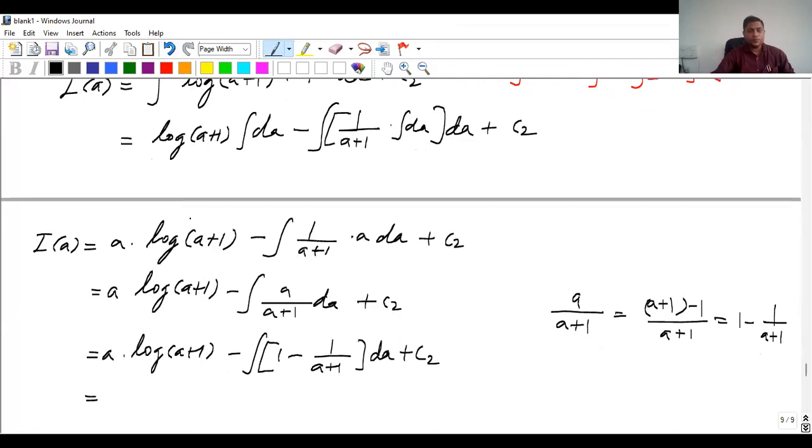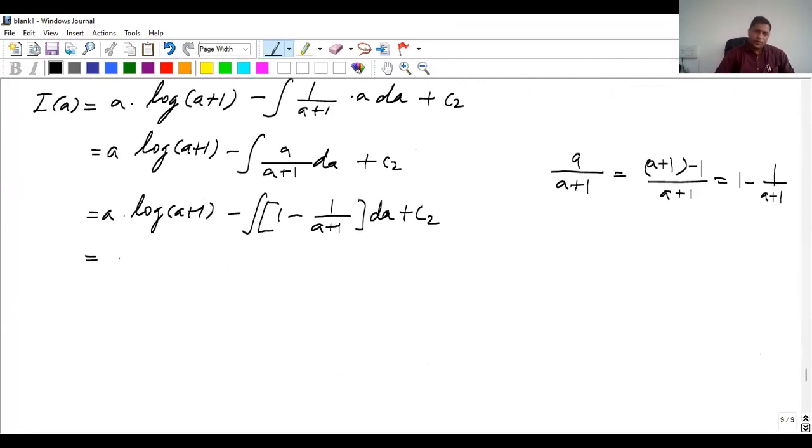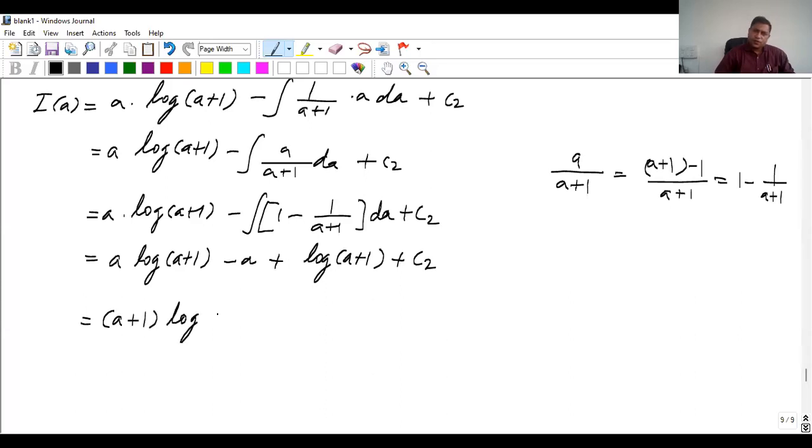So this is equal to A log of A plus 1 minus the integration of this term, which is going to be A, plus the integration of this term, which is going to be log of A plus 1, plus C. So we can have I of A is equal to A plus 1 log of A plus 1 minus A plus C2. Okay, so this is equation 4.